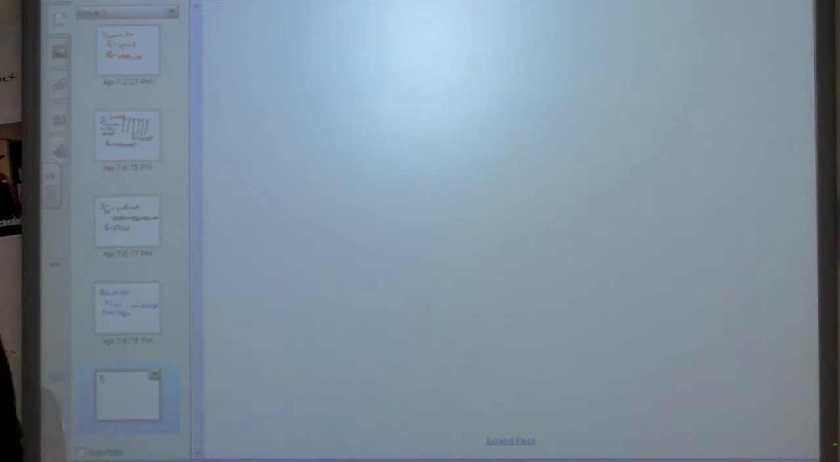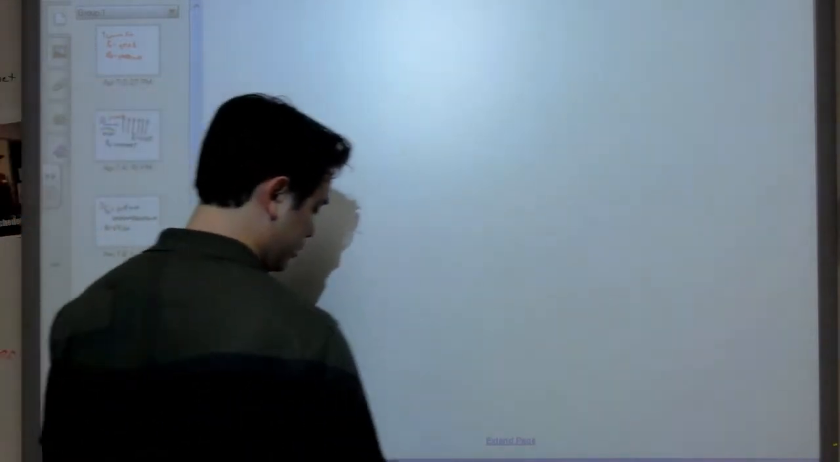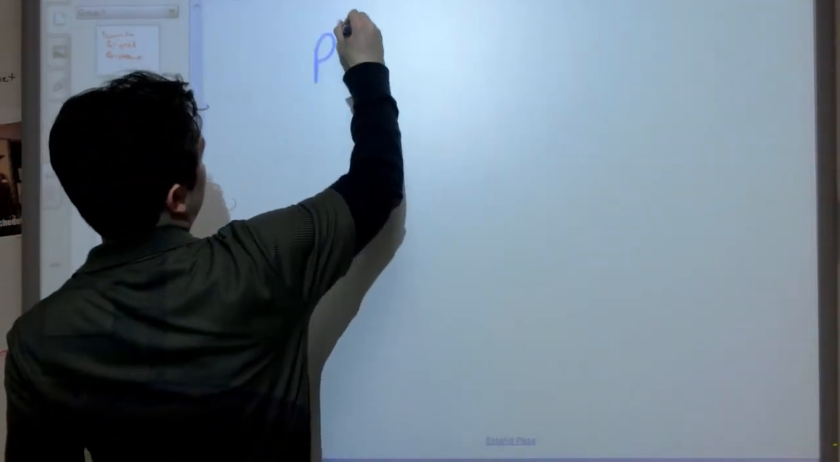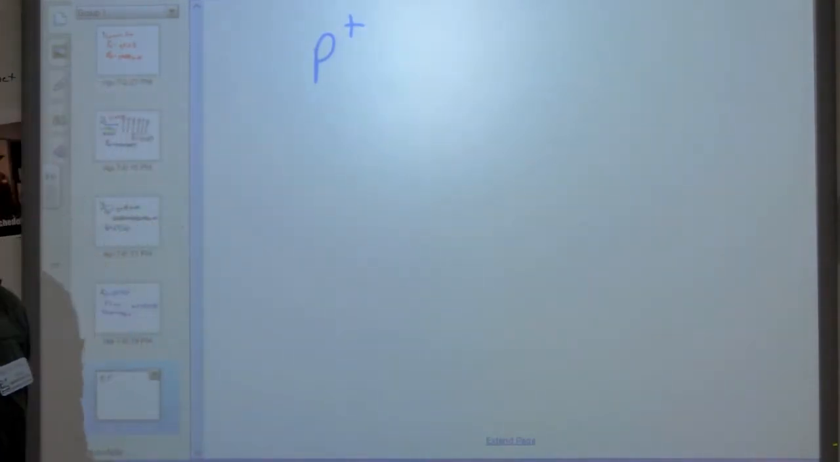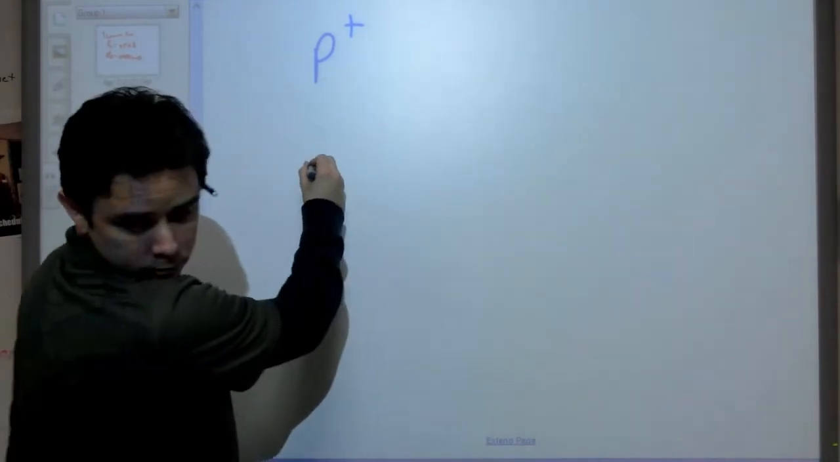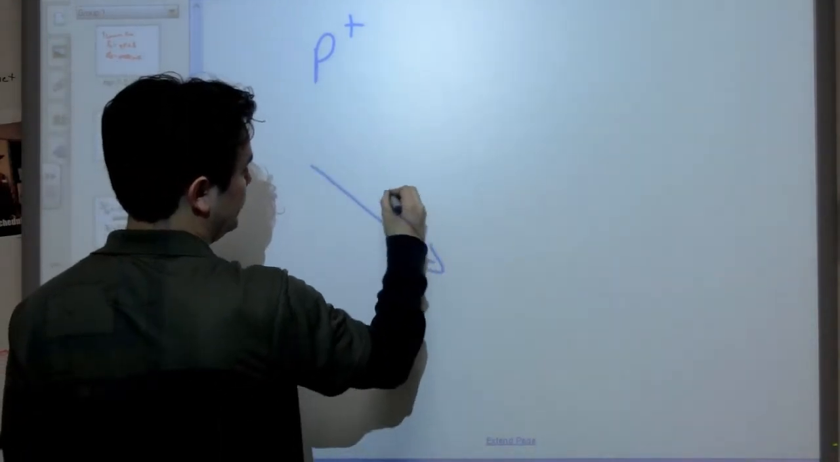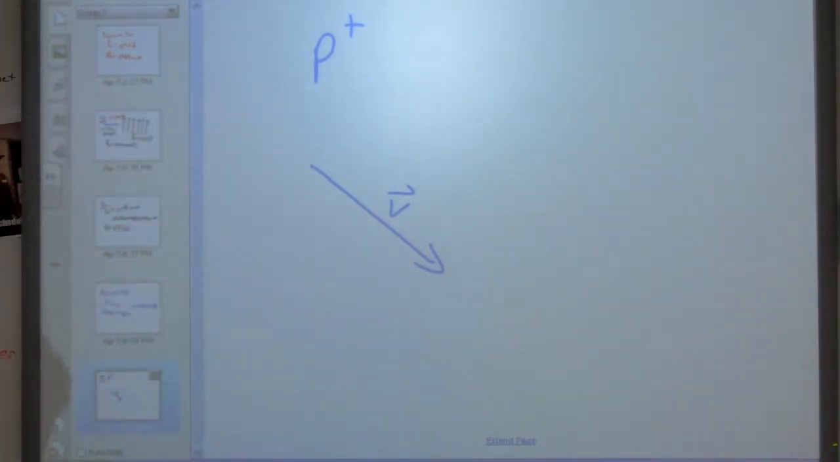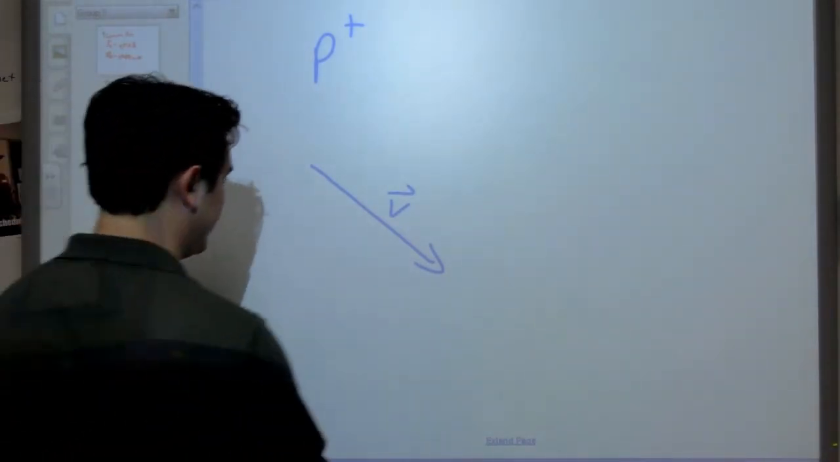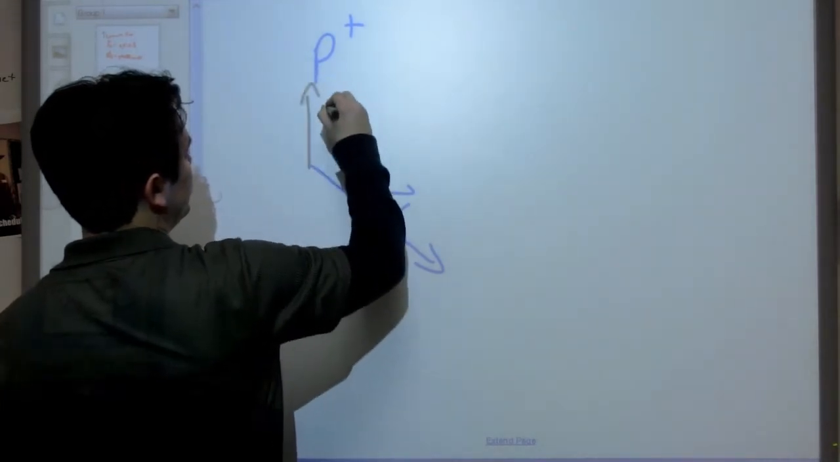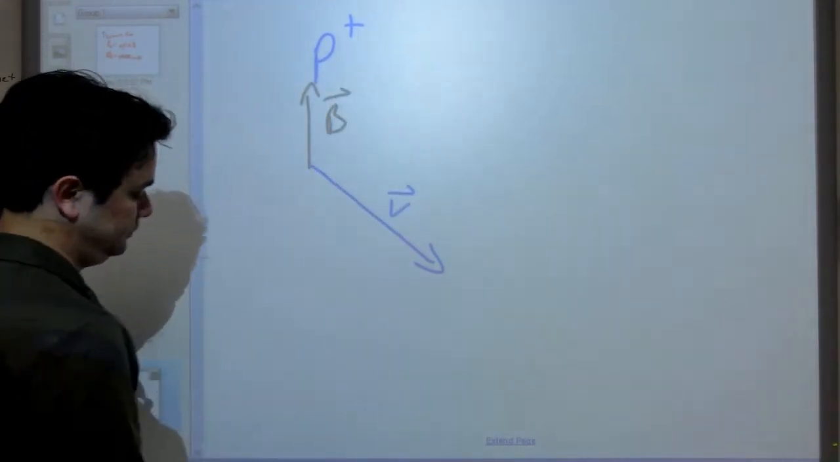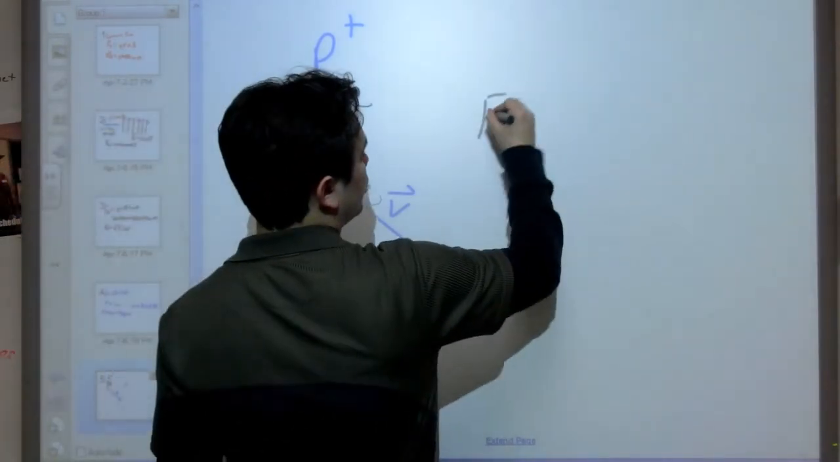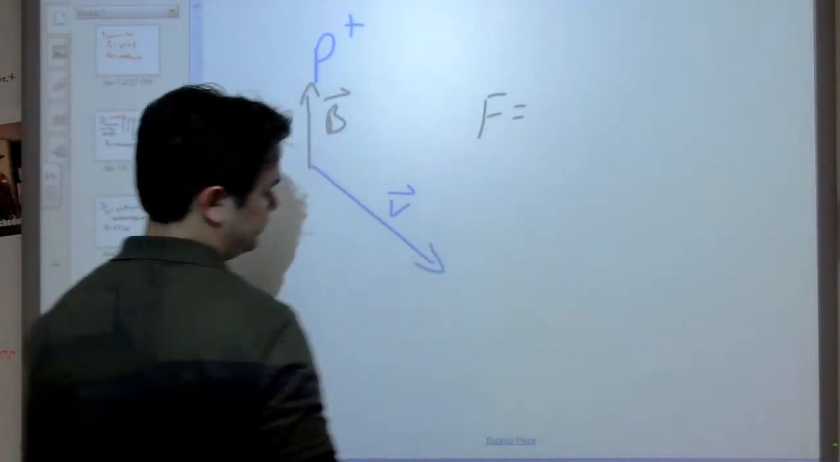Okay, so the first one that we're going to take a look at is I'm going to have a positively charged particle. So you can imagine a proton. And it is going to be moving with a velocity like this. Here's my velocity vector. So it's kind of down and to the right. I have it moving through a magnetic field, which is up, straight up. And I want to know which direction the force is in.